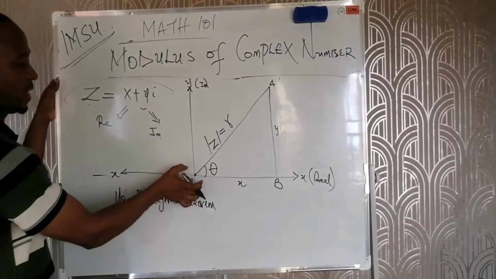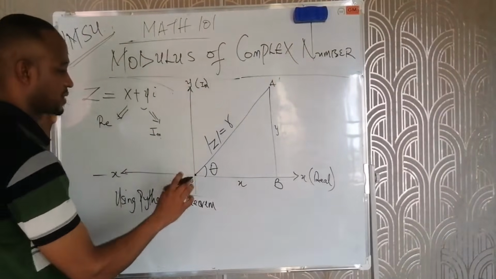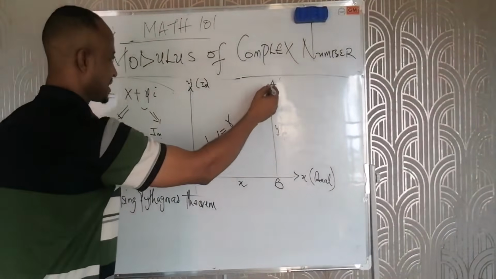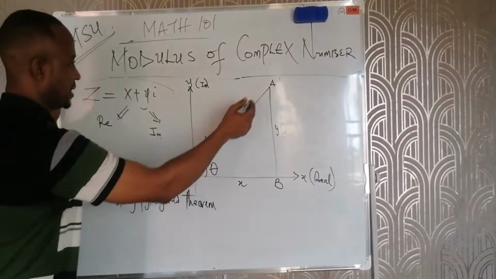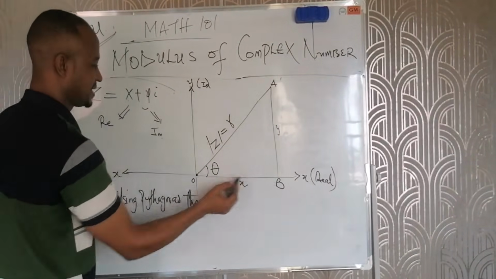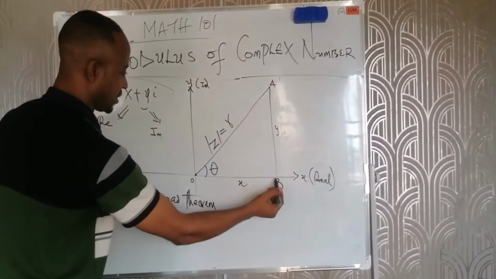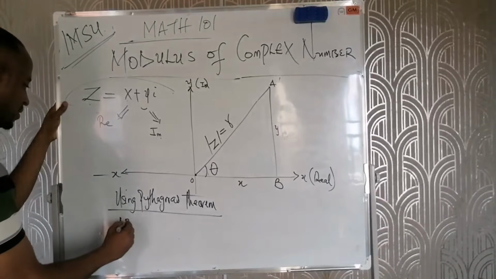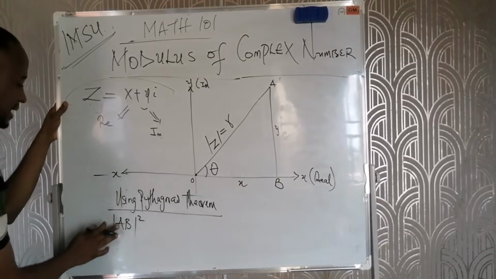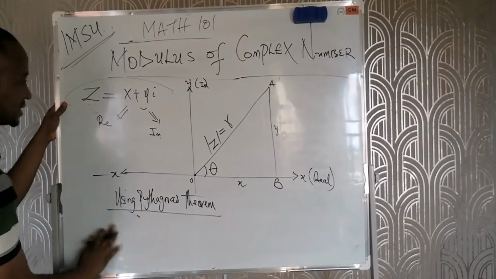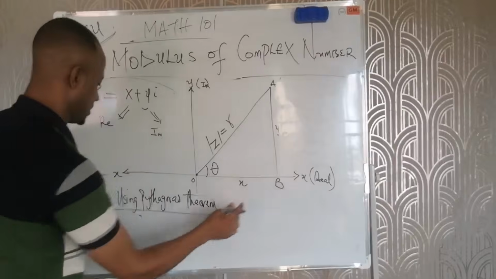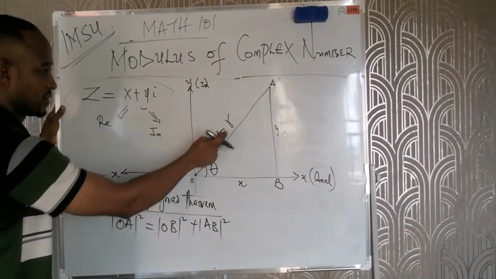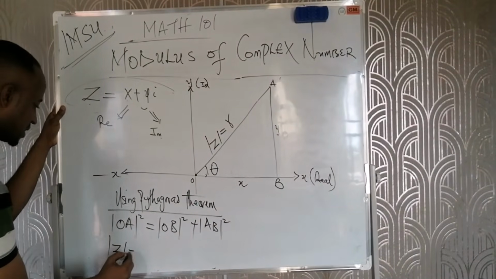The theorem says that the square of the hypotenuse equals the square of the adjacent plus the square of the opposite. The longest side, which represents the length, is the hypotenuse. The side that faces this angle is called the opposite, and the other side is called the adjacent. So what this theorem is saying is this: OB squared. Here is O, here is A, here is B. The value of OA is either this or this, and AB is, and OB is the modulus of z.